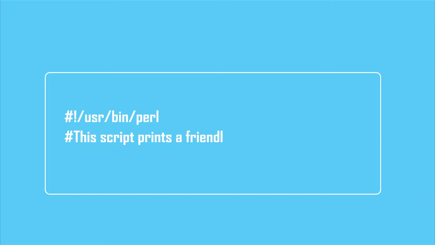As we can see from this script, the first line starts with a hash, and then in that line we have an exclamation mark, /usr, which means user, /bin/perl. And then in the second line we also have a hash. There's a difference. As we continue, we'll see the difference between the first line and the second line.